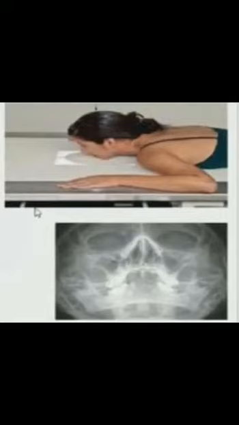Second projection is the Waters method, the parieto-acanthial projection. So make sure that the patient is in the prone position, and the MSP and MML are perpendicular to the IR, and the OML is 37 degrees to the IR, and the nose is half an inch, about 1.9 centimeters, away from the IR, and the CR is perpendicular to the acanthion.